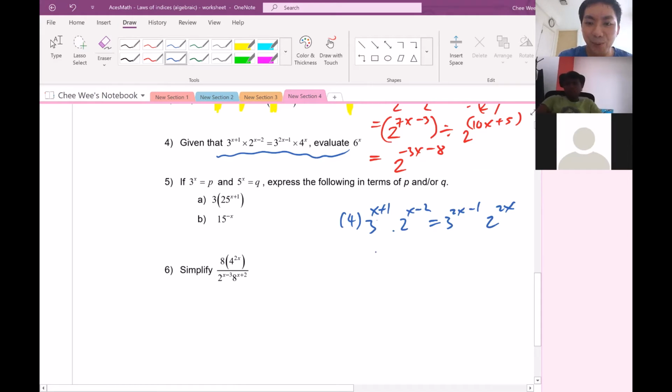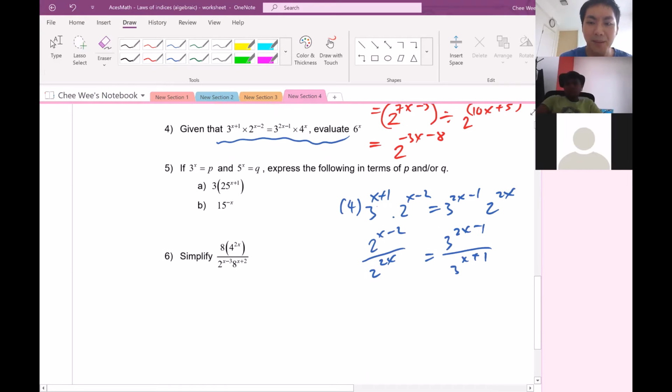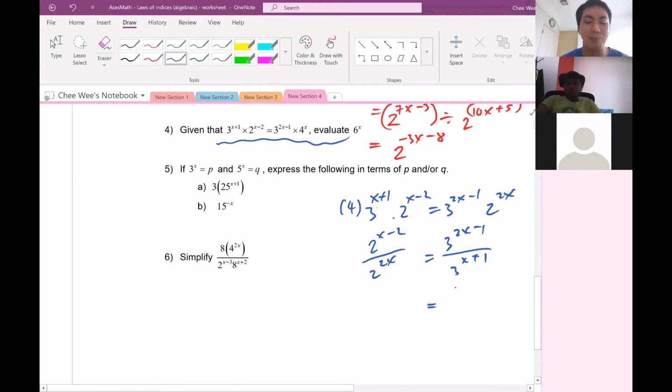Okay, so you will have 2 to the power of x minus 2 divided by 2 to the power of 2x, which is equal to 3 to the power of 2x minus 1 over 3 to the power of x plus 1. And simplifying this, what will you get on both sides now? You will get 2 to the power of x minus 2 minus 2x, and 3 to the power of 2x minus 1 minus x plus 1. It's minus x minus 1. So it should be like this, minus x plus 1.